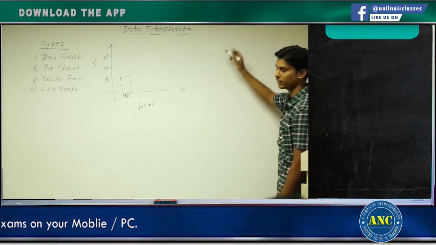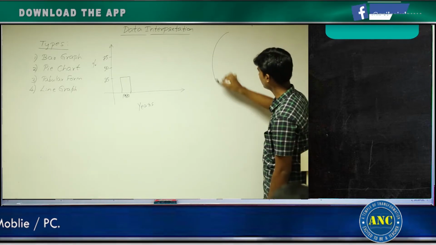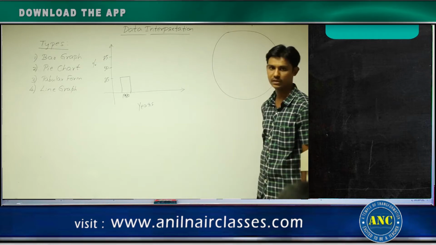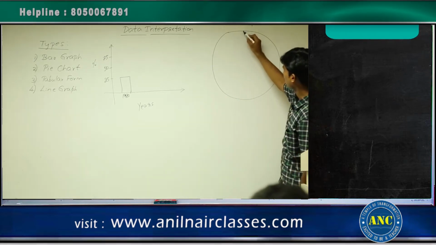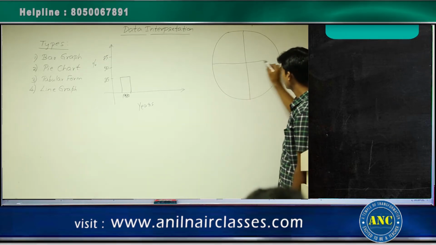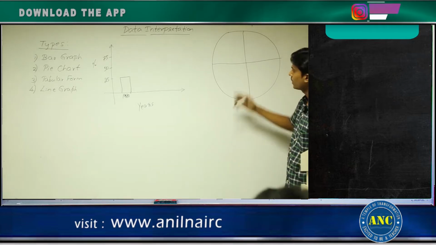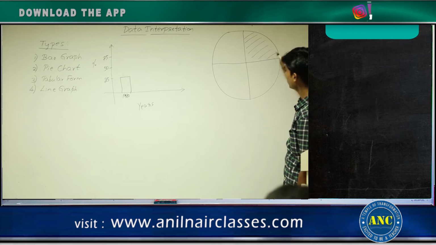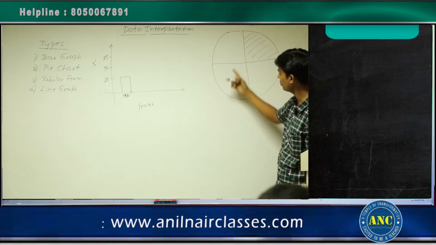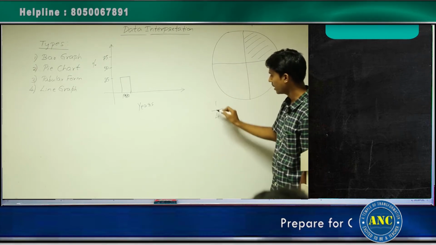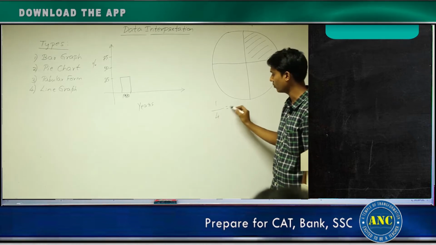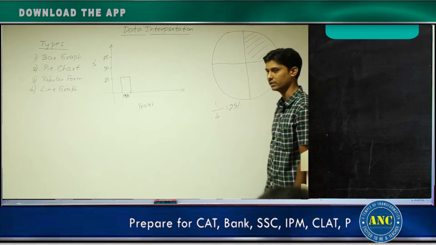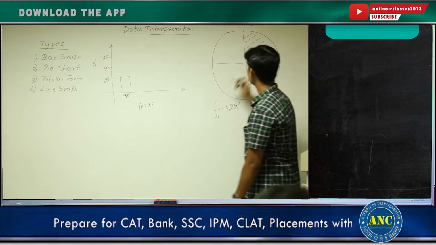Same thing, if I want to represent in a pie chart, listen to this carefully. This is a circle. I will divide it into 4 equal parts. Out of 4 parts, I will shade 1 part. What is the fractional value? Out of total 4 parts, I am shading 1 part. 1 by 4. What is 1 by 4? 25%. I will write here as 1980.